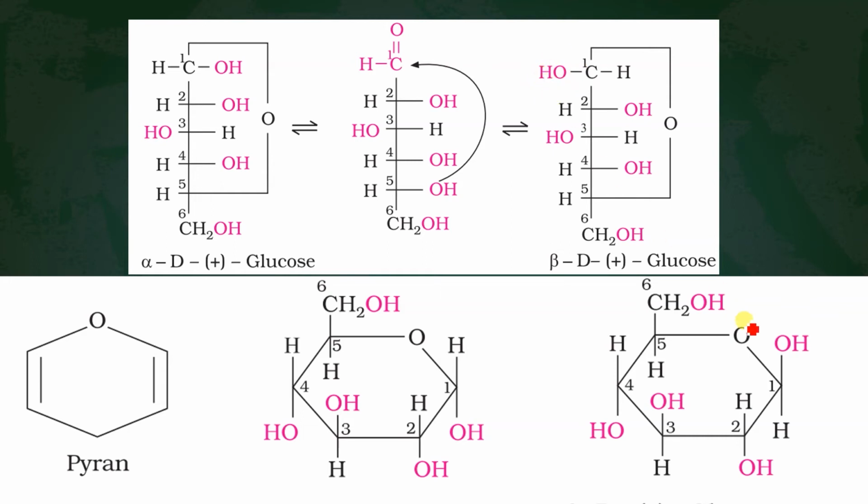So that's why it will be upside. Outside, upside. Got it? Or you can say that the H is inside the ring, so that's why H will be downside. OH is inside the ring, so OH will be downside.